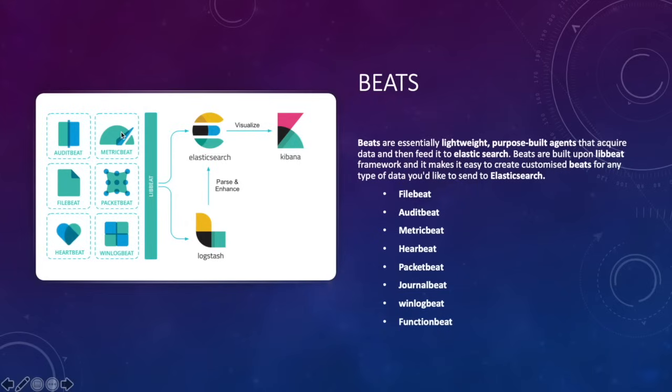Metricbeat is a lightweight shipper that you can install on your servers to periodically collect metrics from the operating system and from services running on the server. Metricbeat takes the metrics and statistics it collects and ships the output to either Elasticsearch or Logstash. Heartbeat is a lightweight daemon that you install on a remote server to periodically check the status of your services and determine whether they are available. The difference between Metricbeat and Heartbeat is that Metricbeat only tells you if your servers are up or down, whereas Heartbeat tells you whether your services are available.